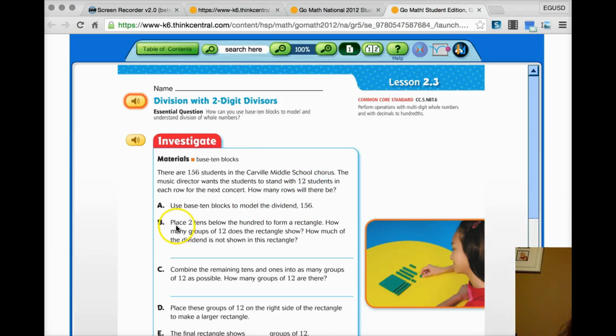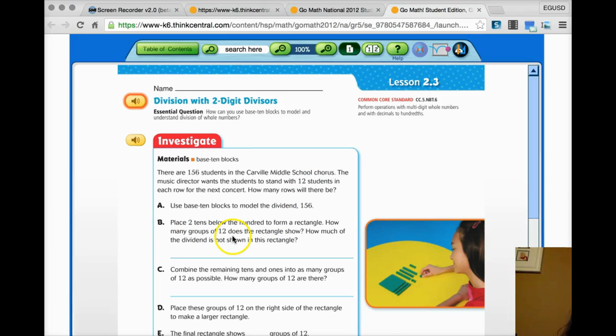So first we're going to place 2 10s below the 100 to form a rectangle. So if you look right here, they have the 100 block and 2 10s below. The reason they do that is because we're dividing by 12, so they want 12 in the row. And if you look on the hundreds, we have 10 rows, right? 1, 2, 3, 4, all 10 rows of 10. And then we have to add 2 more rows because we want it to be 12, all right? So it says place 2 10s below the 100 to form a rectangle.